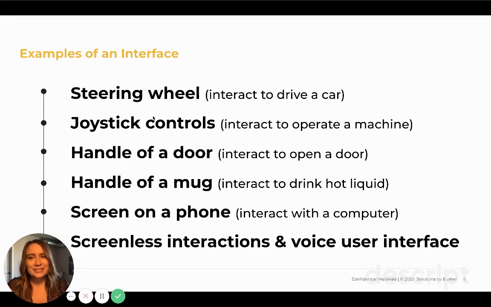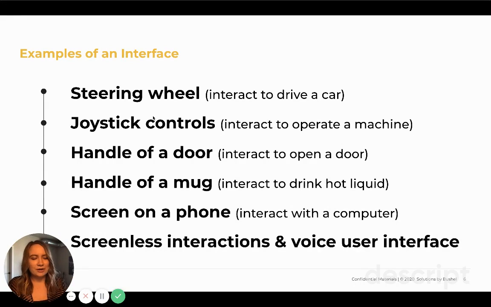One of the most common ones is a steering wheel. A human would want to interact with that steering wheel for the goal of driving a car. In a machine, you may interact with joysticks to operate that machine. One of my favorite ones is called a Norman door, and that's a whole other video. You would interact with the handle of a door to open that door. I have tons of different coffee mugs around me right now, but actually the handle of a mug is an interface to interact to drink hot liquid.